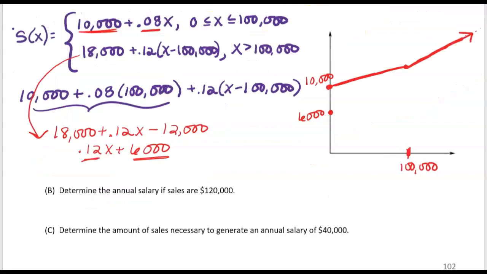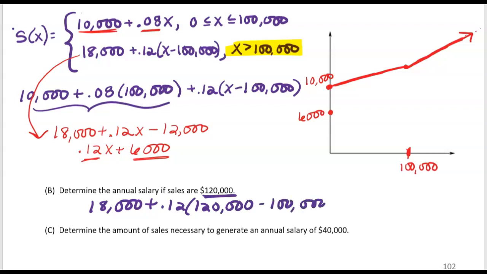part B. They're saying our sales are 120,000. So that is obviously in that second piece, right? Because 120,000 is greater than 100,000. So we want to plug into that second piece. So that's 18,000 plus 0.12 of 120,000 minus 100,000, which is just 20,000 there.